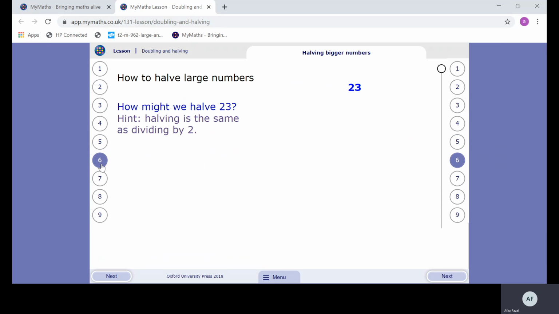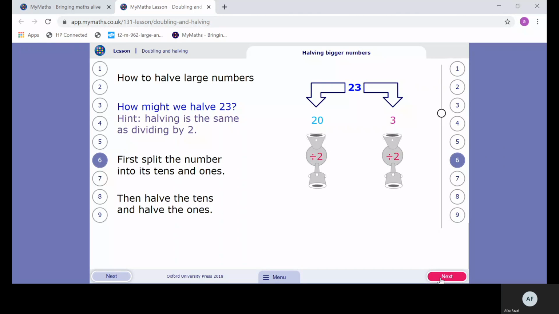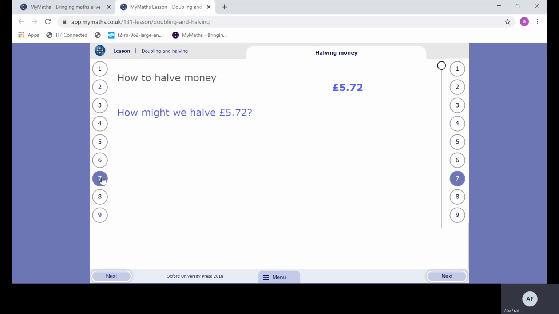How to halve numbers now. So now I'm talking about halving numbers. 23, halving is the same as dividing by 2. First, split the number into tens and ones. Then halve the tens and halve the ones. Here, we can halve the tens, we can get 10. But when we halve 3, we get 1.5, so that's your decimal. So here, 23, because it's an odd number, when you divide it by 2, you will get a decimal as your answer. And the answer is 11.5.